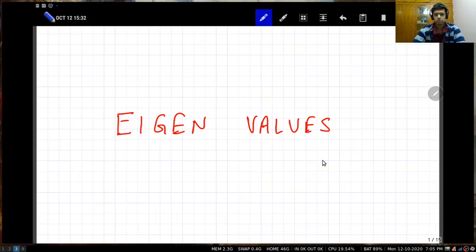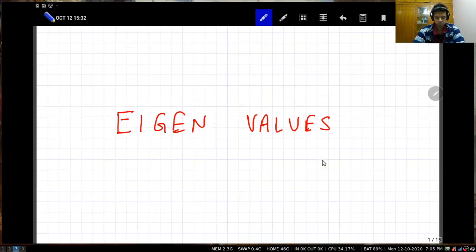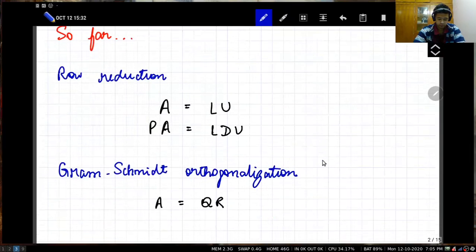Okay, let's do a quick recap of what we've seen so far. So we started off with basic principles of linear algebra. We saw row reduction in the context of solving systems of linear equations. In particular, we showed that any matrix A, any rectangular matrix A, can be decomposed as L times U, where L is a lower triangular matrix and U is an upper triangular matrix.